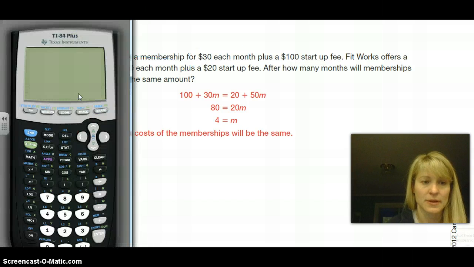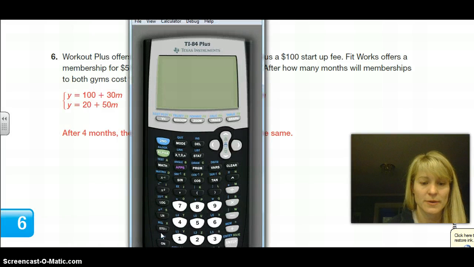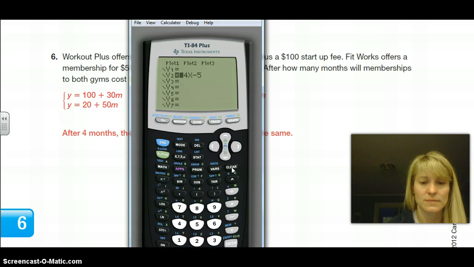So if you go to your calculator, because it's already in slope-intercept form here, go to your y equals, clear that out, and then I would put in my 100 plus 30x, or you could do 30x plus 100, and again 20 plus 50x. There's slope-intercept form, so we want to graph that.